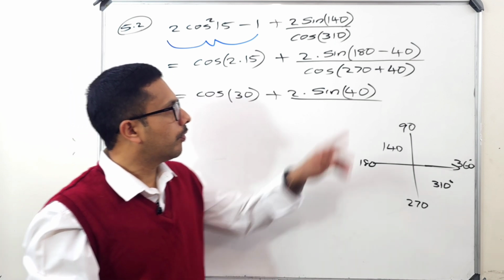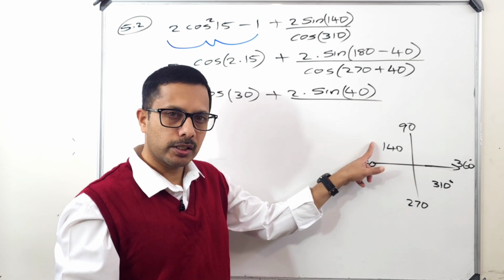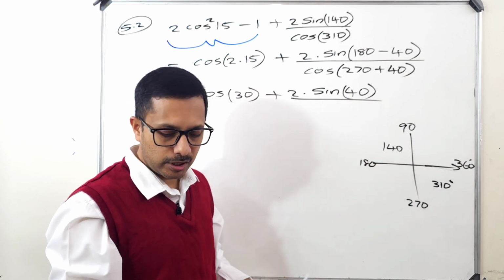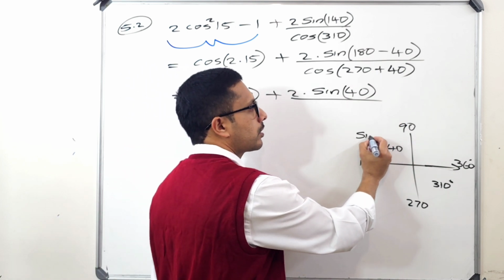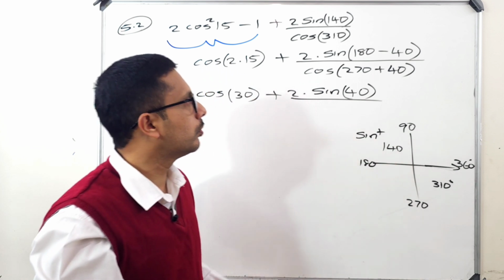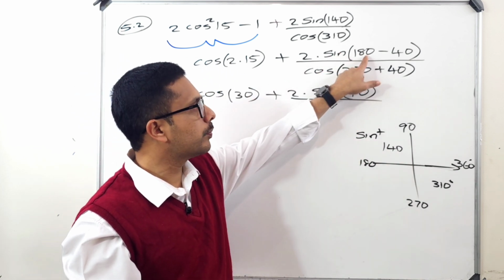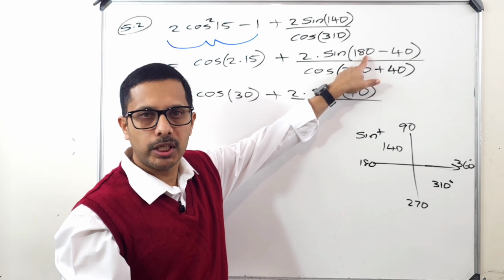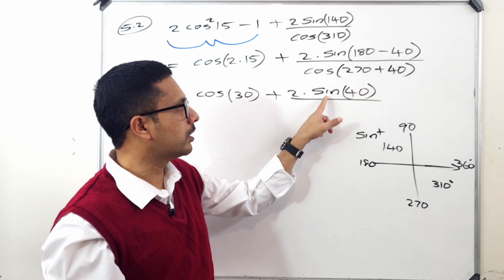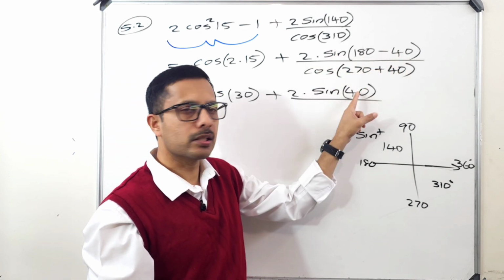So 180 minus 40 is in which quadrant? Second quadrant. In the second quadrant, sine is positive. So it is positive. If it is based on the horizontal line, no change in the trigonometry. So sine as it is, then the acute angle is 40.